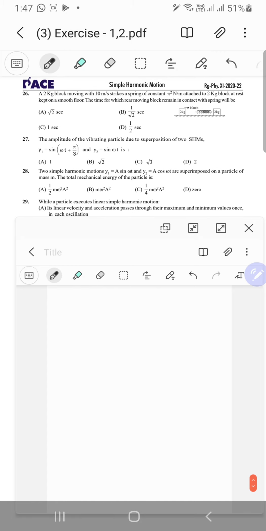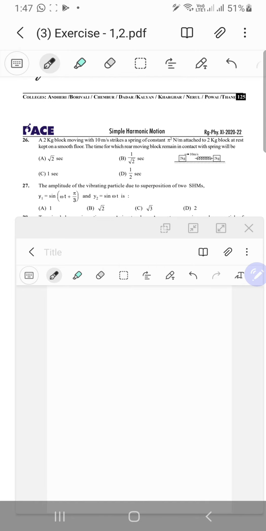A 2 kg block moving with 10 meters per second strikes a spring of constant pi squared. Wait, what? Pi squared newton per meter, attached to a 2 kg block at rest. The time for which the moving block remains in contact with the spring will be. So this is going to be really bad. Let's do it.